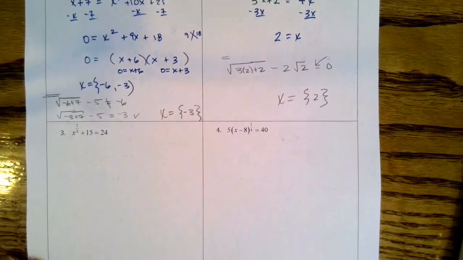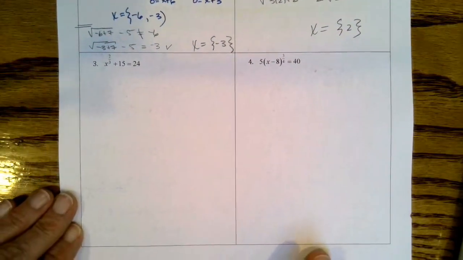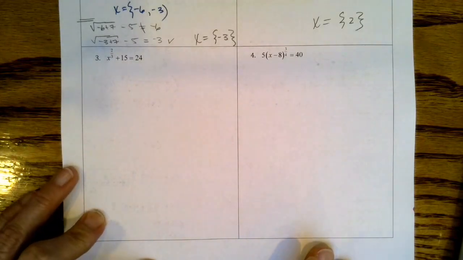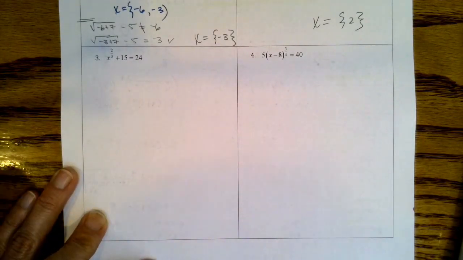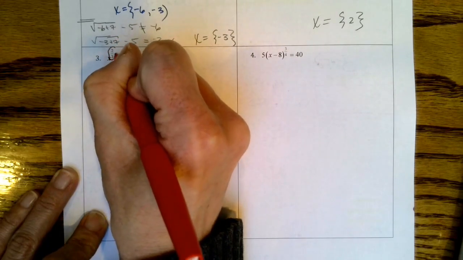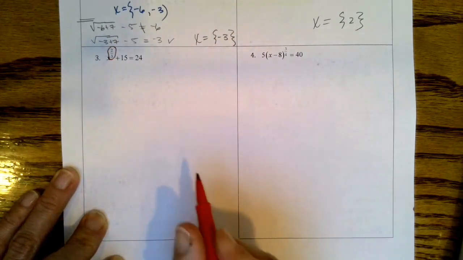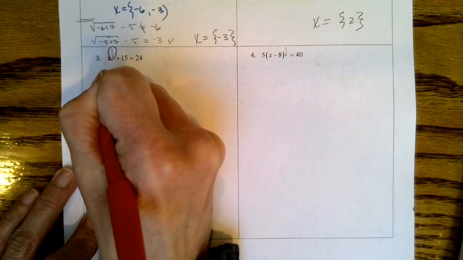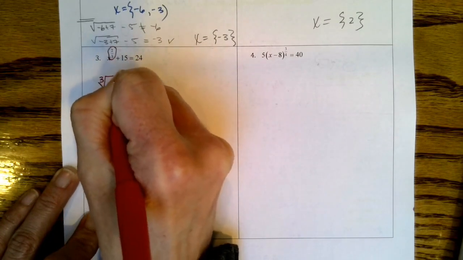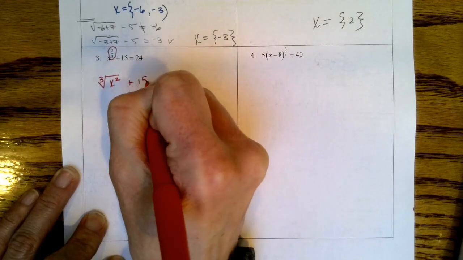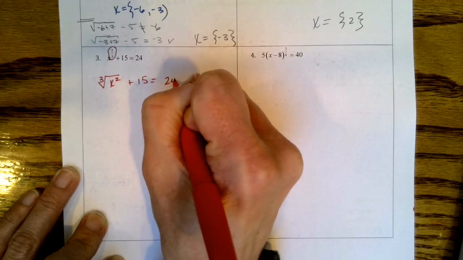If you're lazy and don't check your solutions, you run the risk of losing points by including ones that shouldn't be. All right, let's take a look at this next one. I see this fraction exponent. Don't be nervous. Our first step was to rewrite it as a radical. So I have the cube root of x squared plus 15 is equal to 24.